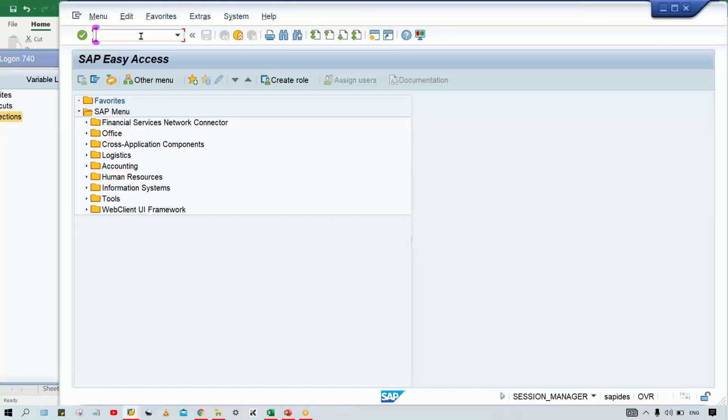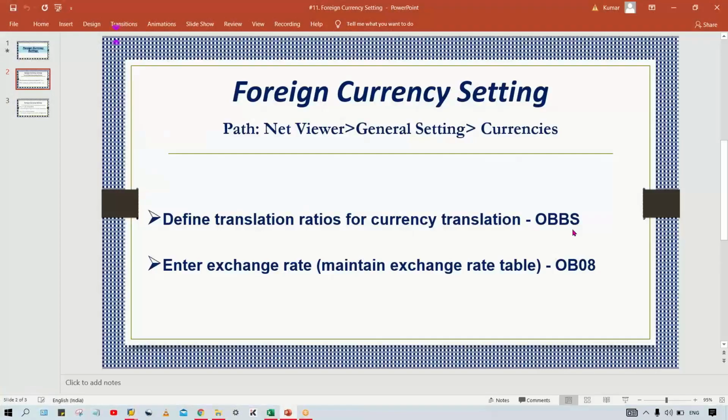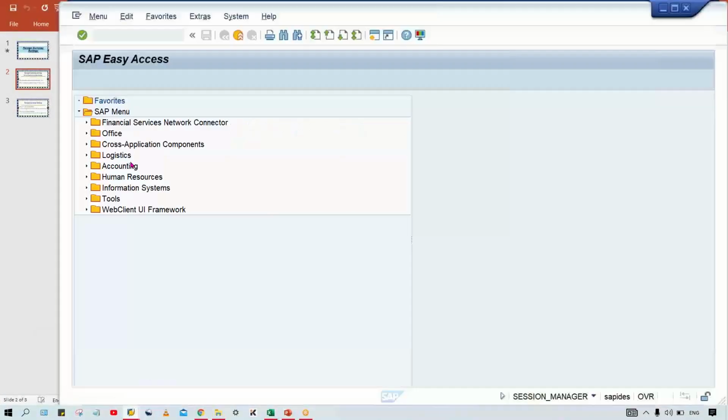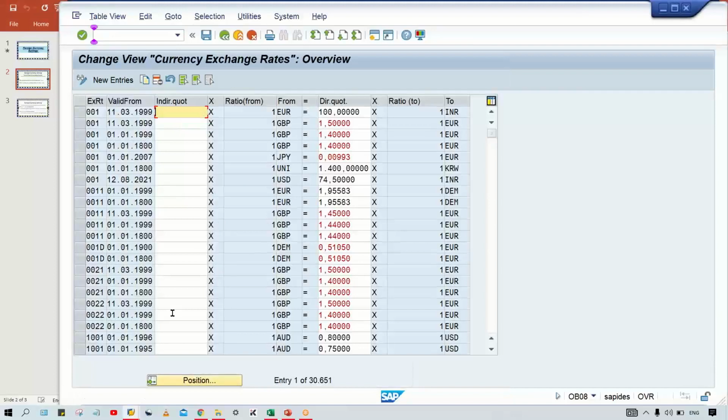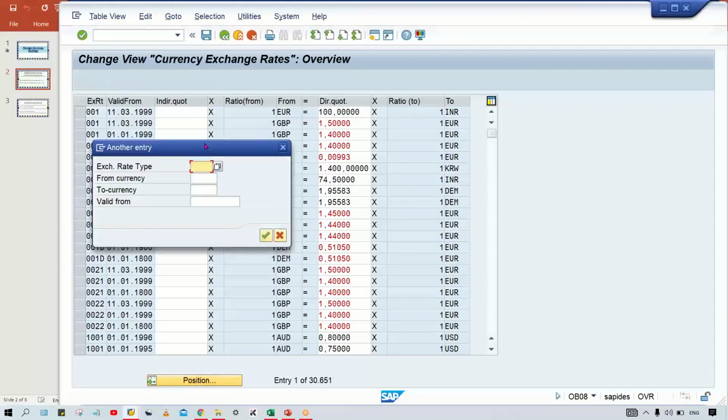So the translation ratio we have already maintained, right? And I have not explained the logic behind that. That is a mandatory setting you have to do, but I'll explain the logic. Go to OB08. And here, let me check whether it is already maintained or not.